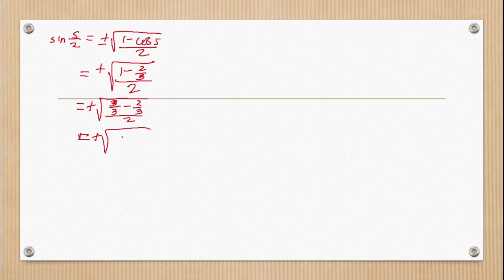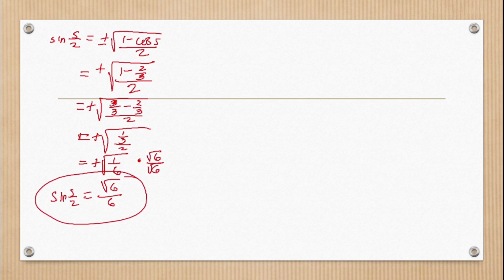Last, we have here 1/3 over 2 that is equal to plus the square root of 1 over 6. So we have to take the reciprocal of this one, rather the conjugate of this one. So we have here the square root of 6 over 6 by rationalizing. So therefore sine S over 2 is equal to square root of 6 over 6. So next, the next problem is cosine, half angle cosine, over 2.